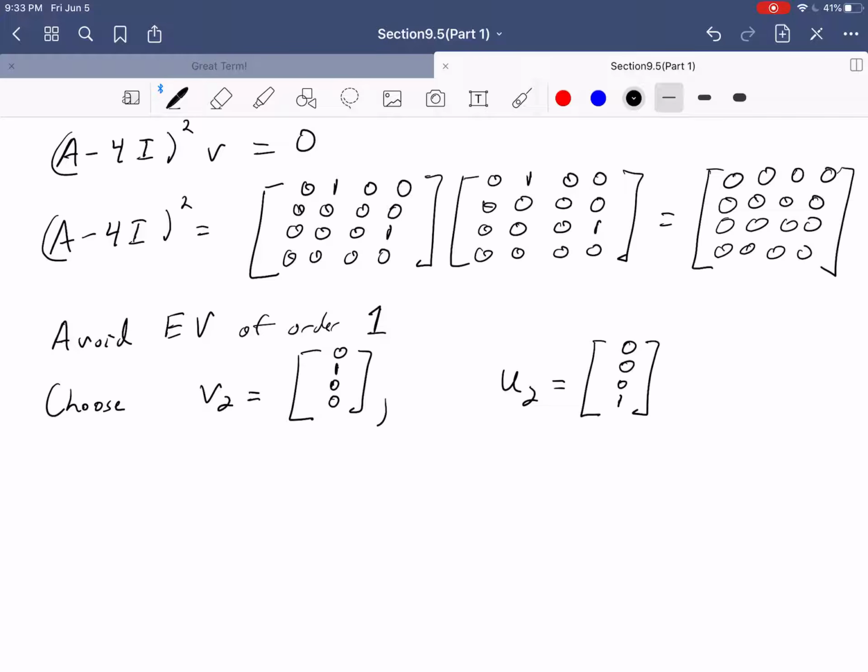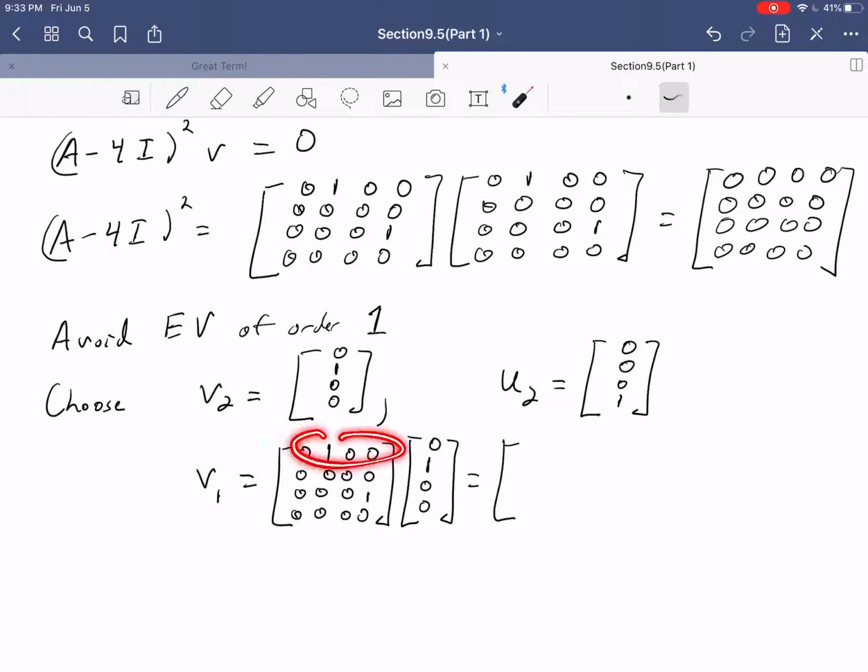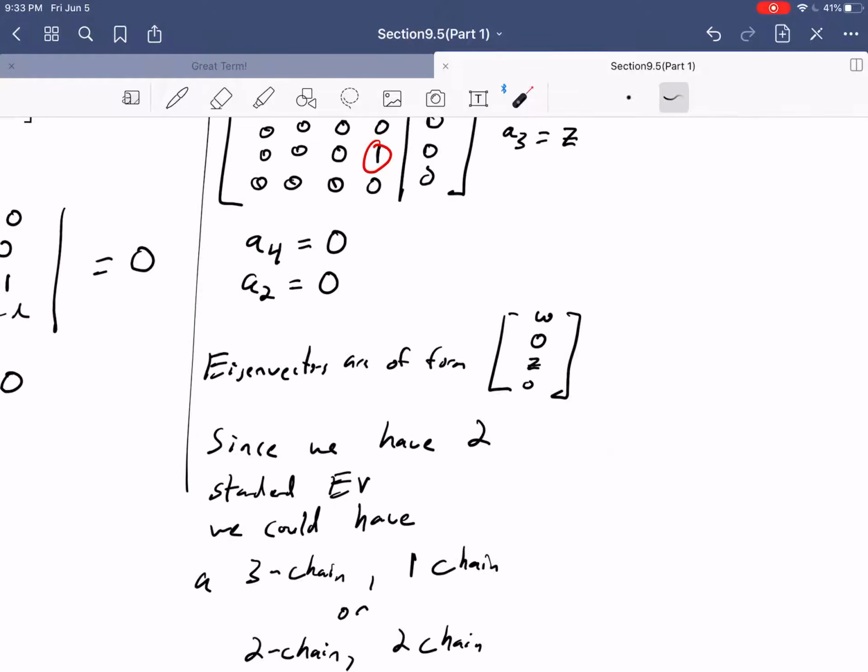So we would then have V1 here be our A - 4I times this. So let's figure out what that would look like. [0, 1, 0, 0], [0, 0, 0, 0], [0, 0, 0, 1], [0, 0, 0, 0], times [0, 1, 0, 0]. And what are we going to get here? Well, this times this gives us 1, and then we have all 0 rows, so 0. And then we have this guy times this, which is going to be 0, and then 0. So this tells us that if we choose this as our order 2, this guy will chain to [1, 0, 0, 0], which is of this form. It's specifically when W is 1 and Z is 0.